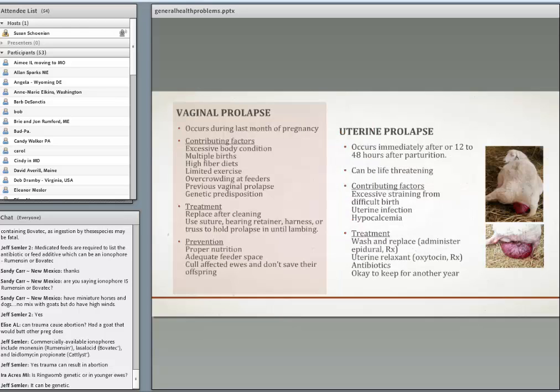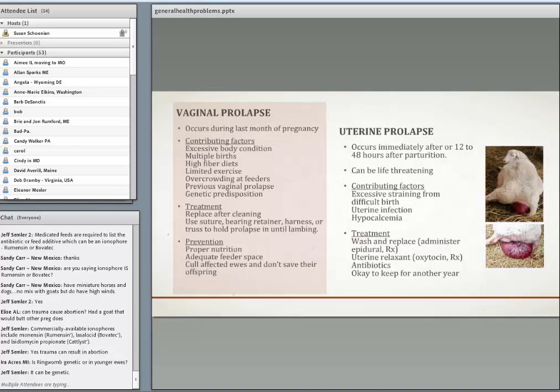Okay, prolapses. There's three kinds of prolapse. We predominantly get the reproductive kind, obviously, at this time of year. A vaginal prolapse, which is the top picture, occurs during the last month of pregnancy, usually the last week or two. A lot of potential contributing factors: excess body condition, multiple births, high fiber diets. She prolapsed last year. There is a genetic component to it. What you have to do with that is clean it, put it back in, and hold it in until she lambs or kids.